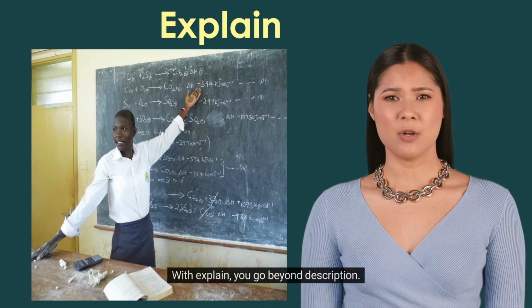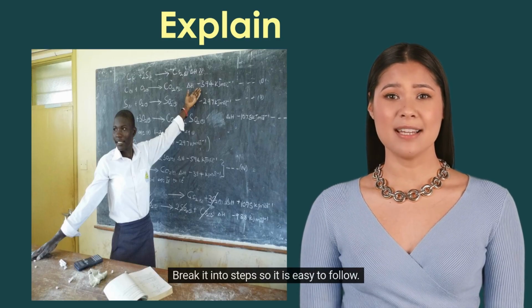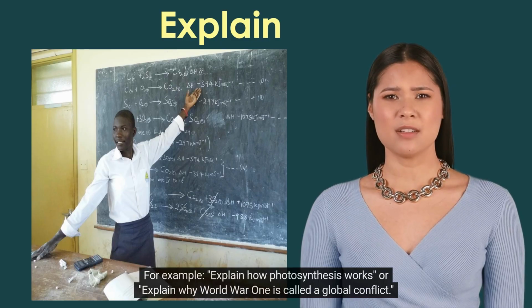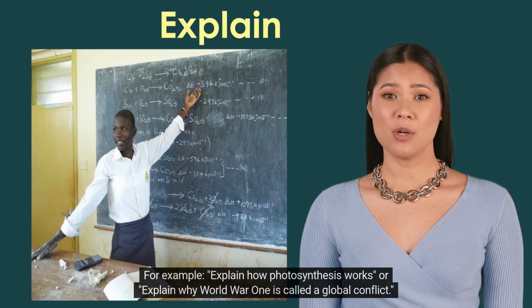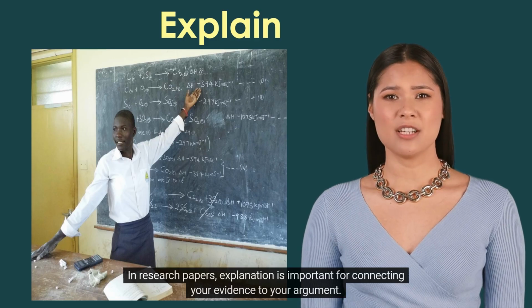With explain, you go beyond description. You show how something works or why it happens. Break it into steps so it is easy to follow. For example, explain how photosynthesis works, or explain why World War I is called a global conflict. In research papers, explanation is important for connecting your evidence to your argument.